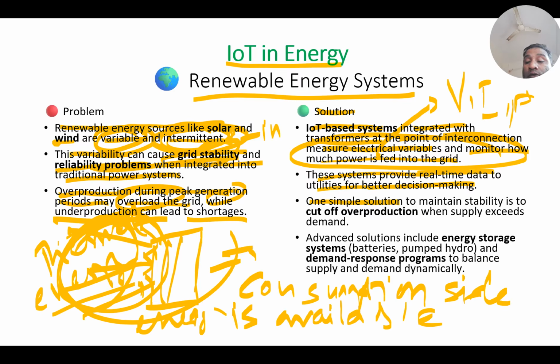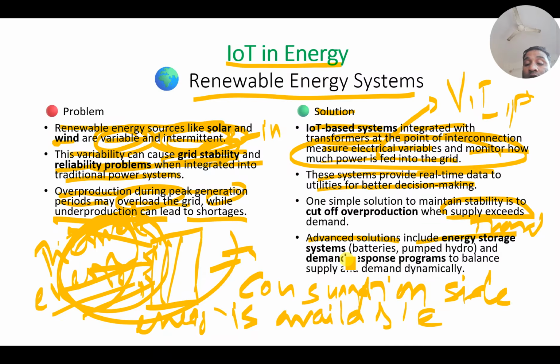One simple solution to maintain stability is to cut off overproduction when supply exceeds demand. When supply is more than demand, what does it mean? It is overproduction. So now when we have the data collected by the sensors, which is aggregated in the cloud, by analyzing the data we can check that overproduction is happening. In such scenarios, I can cut off the excess supply. I can shut down the thermal plant, right? I will allow it to run only on the solar energy and the wind energy.